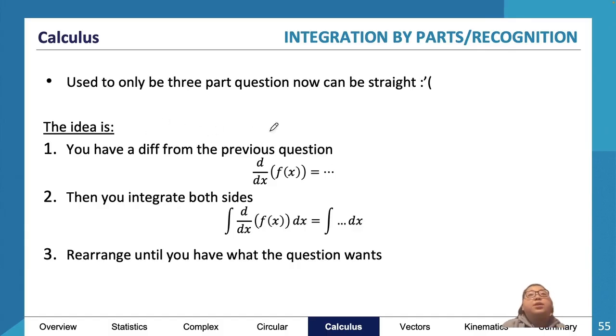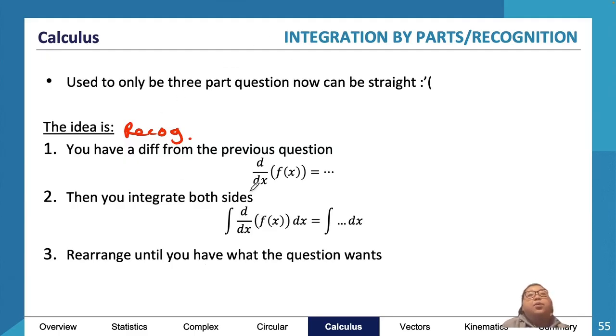This is the recognition type. They'll say differentiate this, hence do that. What you want to do is differentiate what you have, then anti-differentiate the derivative you've just found, then rearrange until you get what the question wants, and then simplify the right-hand side, because that will be the side which is messy.